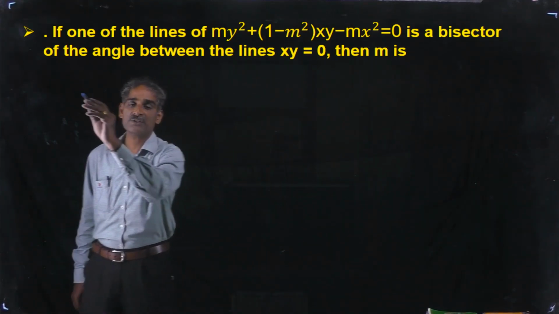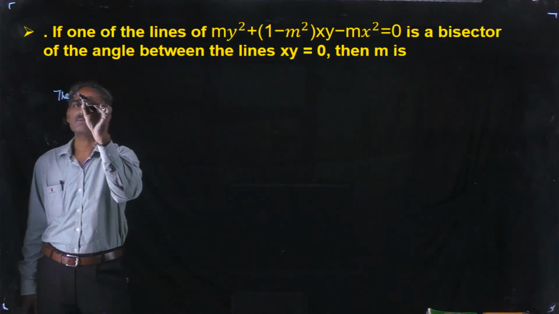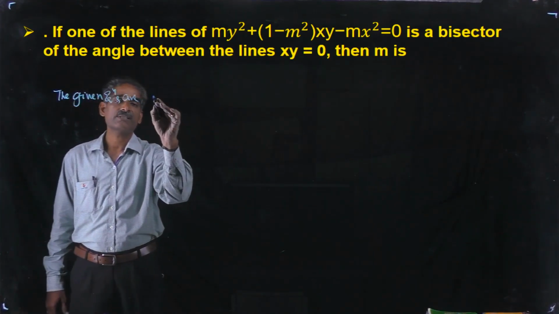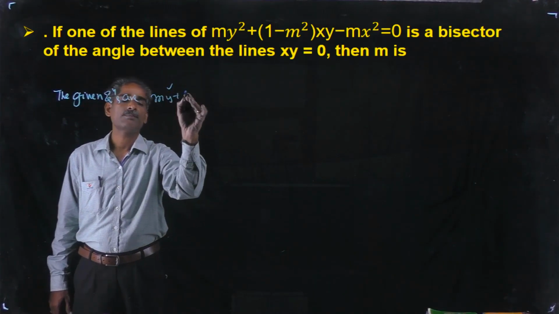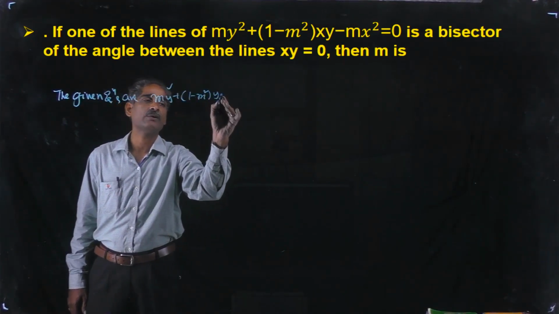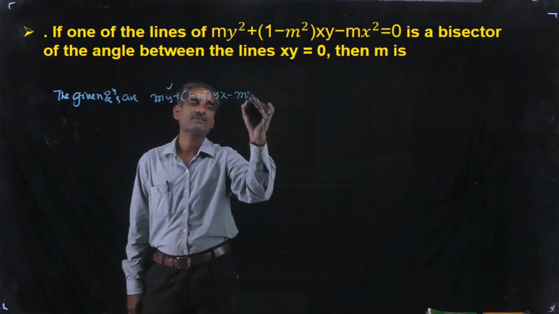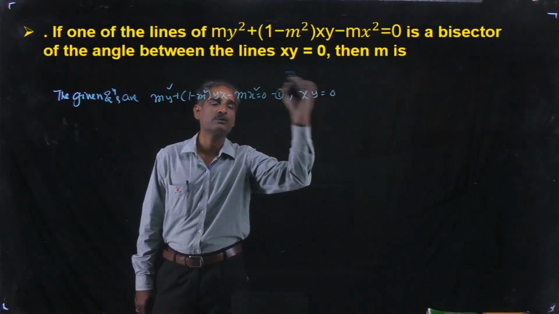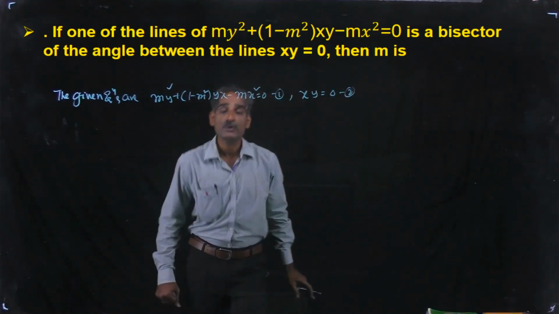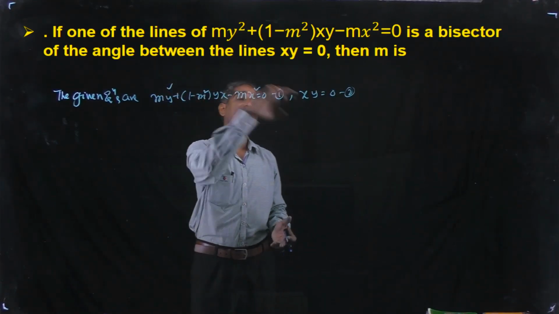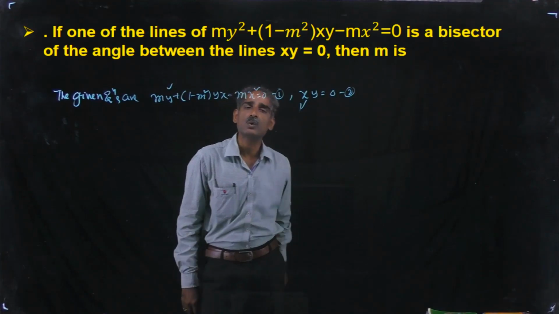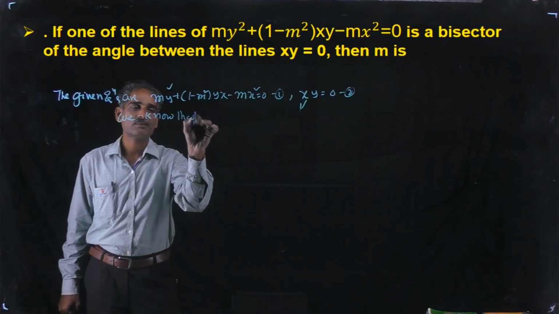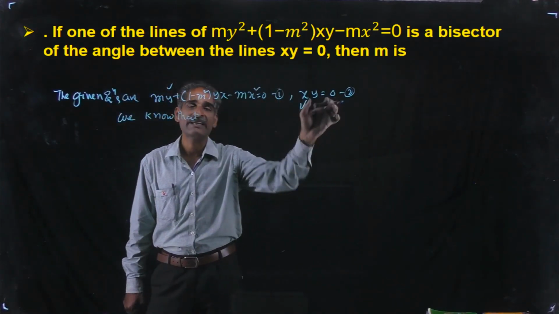So what are the given equations? The first equation is m y square plus (1 minus m square) xy minus m x square equal to 0. This is the first equation, and the equation of the coordinate axes, xy equal to 0, is the second equation. We are given that one of the lines of the first is a bisector of the second. What are the bisectors of the second? We know the equation of the bisectors of xy equal to 0.